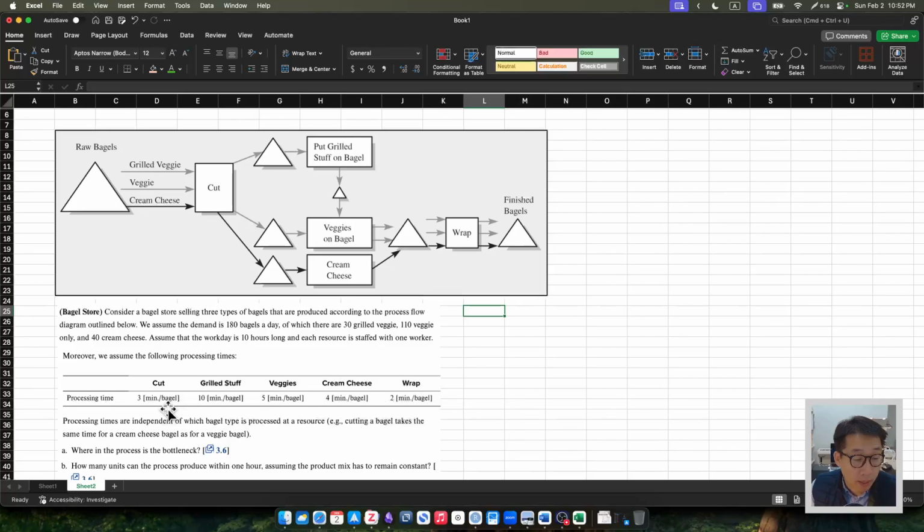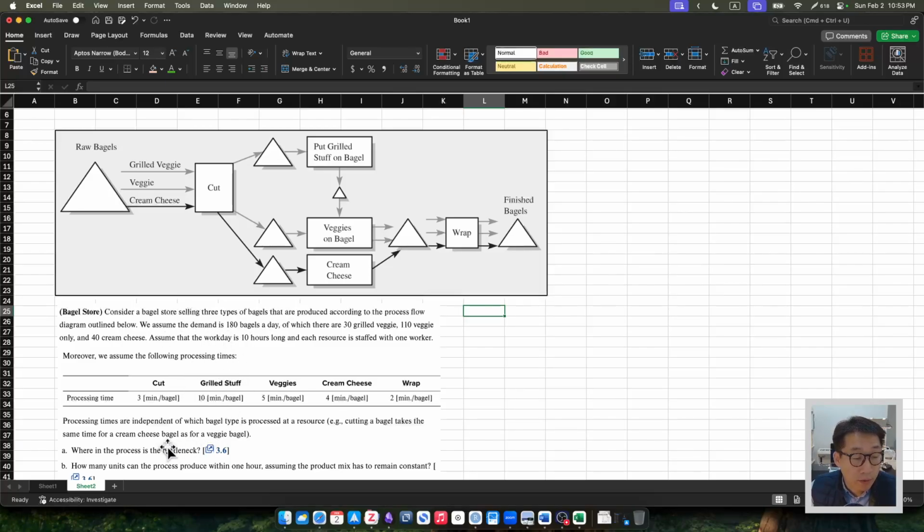Even though there are 3 flow units, grilled veggie, veggie, and cream cheese, they're all considered bagels. So each resource has the same capacity, or the same processing speed, on whatever type of bagel it's dealing with. In a sense, it's a much simpler problem than the Q3.2 problem, where there are multiple resources and multiple flow units, and resources have different processing times on different types of flow units.